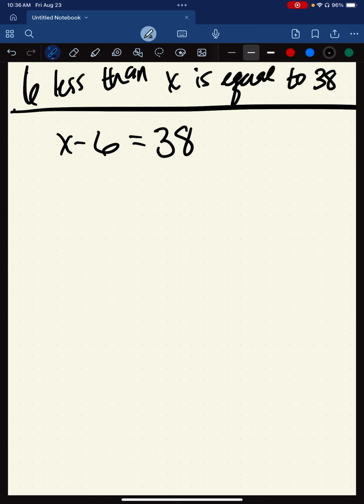So we have x, and to undo that subtraction by 6, we need to add 6. We just get x on the left. 38 plus 6 is 44.